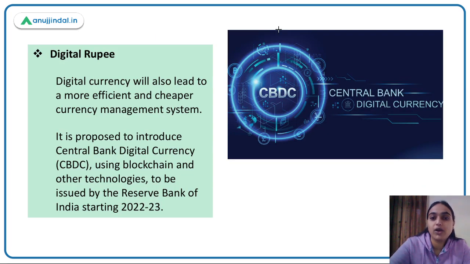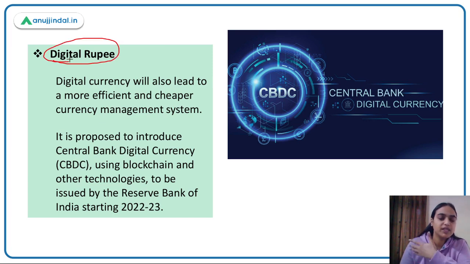Then talking about the most important thing, that is the digital rupee. During the past year, the cryptocurrency related bill was pending, which was not passed, and there were confusions as to whether cryptocurrency is going to get banned or not, whether RBI is going to introduce a digital currency or not. So finally, it has been told in the budget that in the upcoming year RBI is going to come up with its own digital currency, the central bank digital currency.